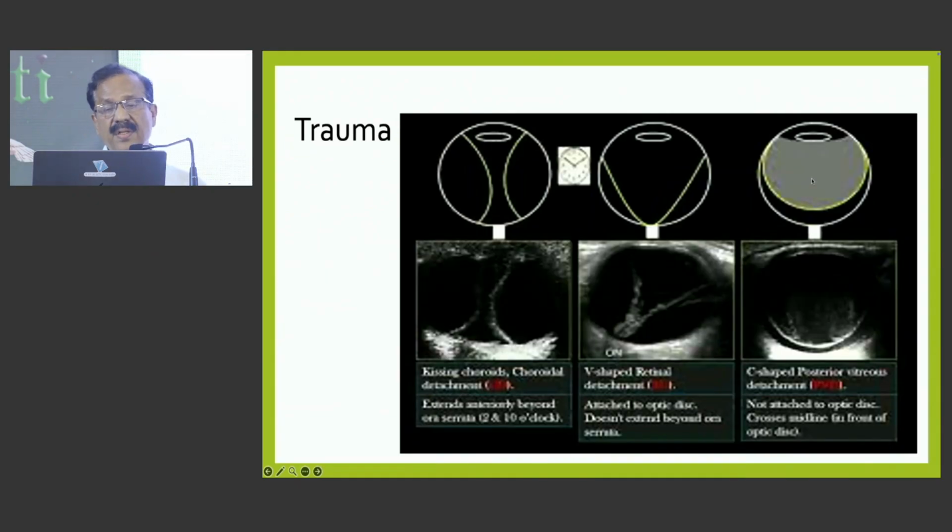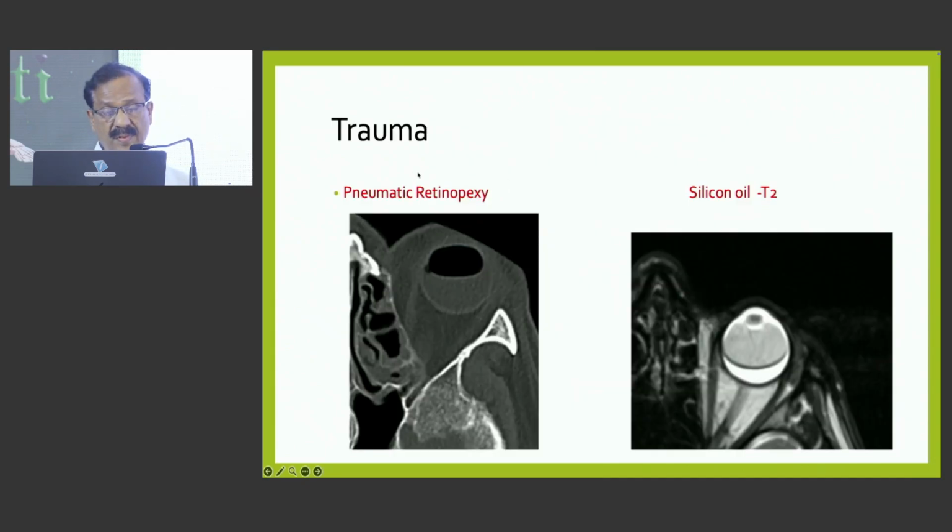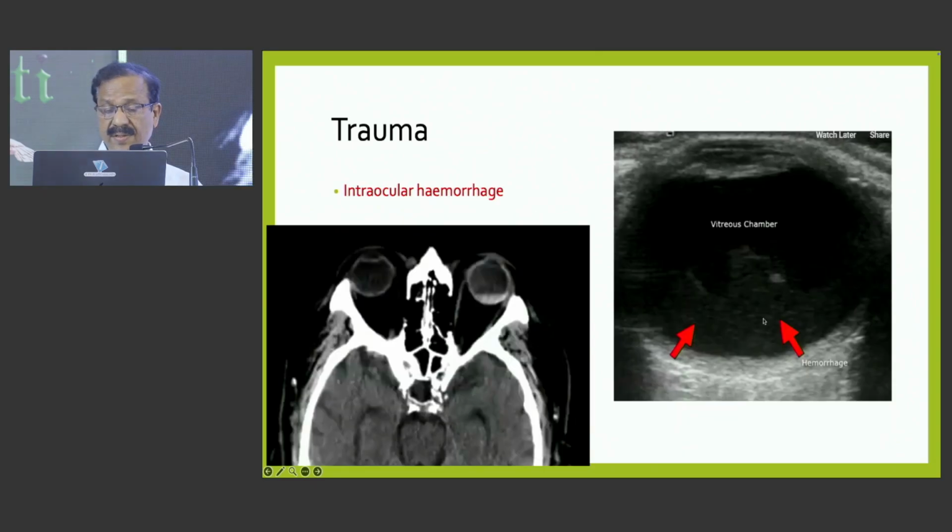Diagrammatic representation: choroidal detachment is seen as kissing choroids. Retinal detachment is V-shaped, attached posteriorly to the optic disc, and this is posterior vitreous detachment. It is showing a significant after movement. Here, a lesser degree of after movement can be seen. No after movement is seen in choroidal detachment. After treatment of the retinal detachment, this is pneumatic retinopexy and the silicone oil implantation.